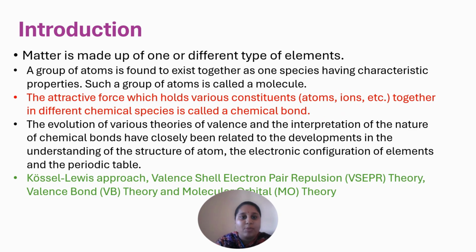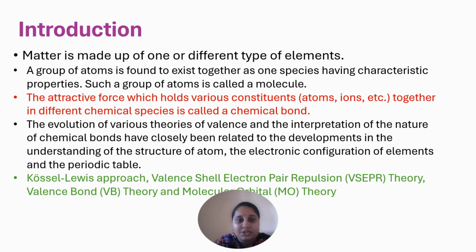So what is chemical bonding? Matter is made up of one or different types of elements or substances. So in matter, what happens? A group of atoms exists together as one species and it has characteristic properties. The attractive force which holds various constituents together in different chemical species is called a chemical bond.